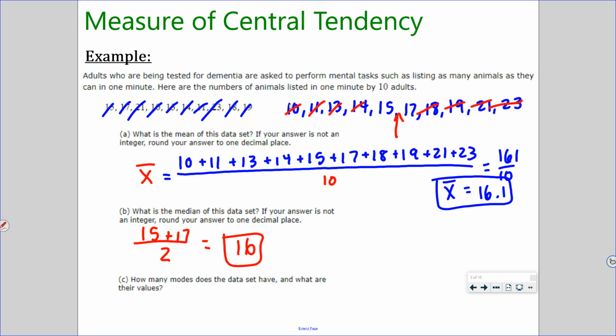Okay, this is for part B. The median would be 16. It can be a decimal. In this case, it came out to a nice integer.